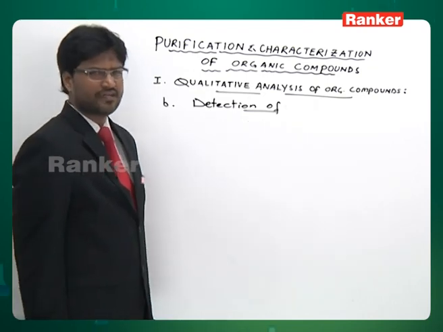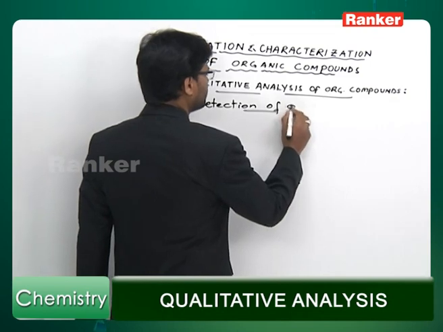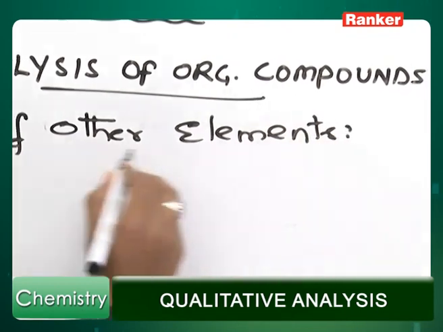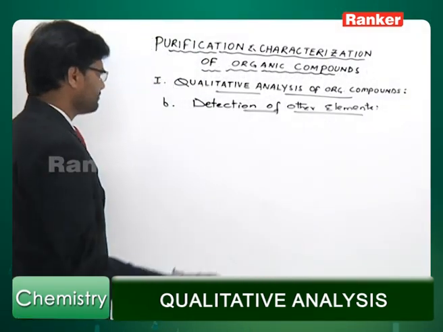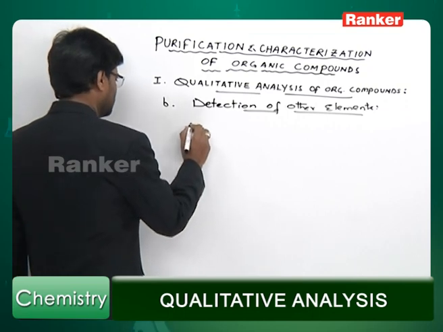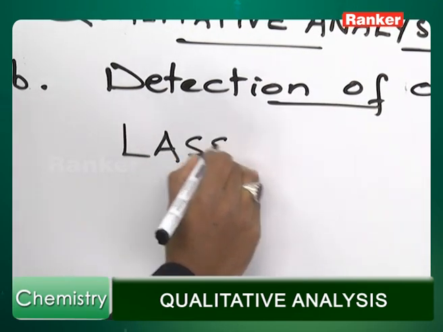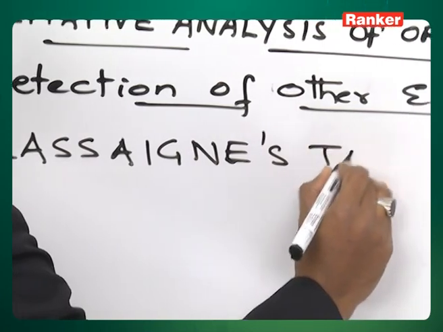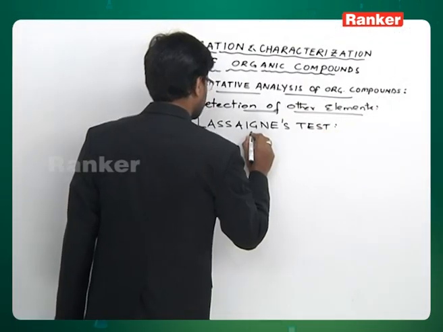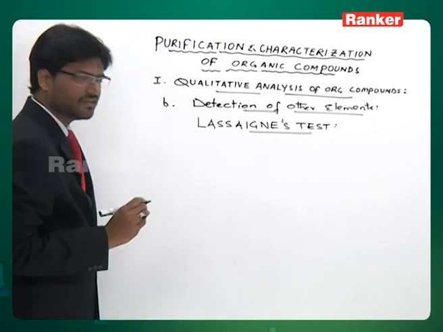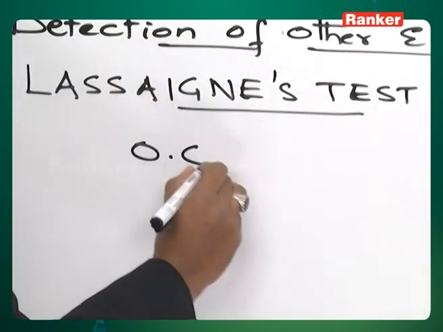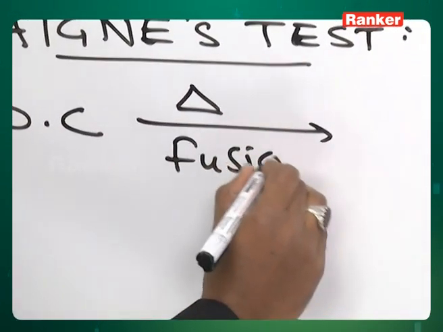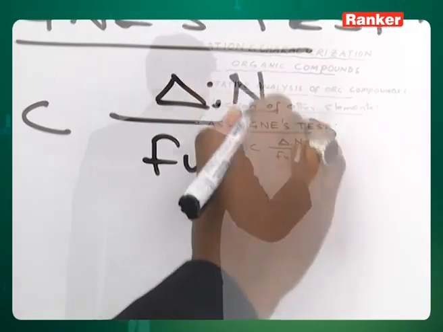Let us now see how other elements are detected. Detection of other elements. Here, let's learn about a named test called Lassaigne's test. Lassaigne's test. Here, the organic compound is subjected to fusion in presence of sodium metal.